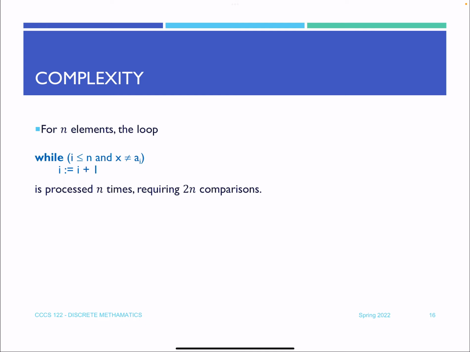So within the while loop, there are basically two comparisons happening. There's this one over here: is the value of i still within the boundaries of the array? And is the element pointed at by index i, A[i], equal to the value we're searching for, x?